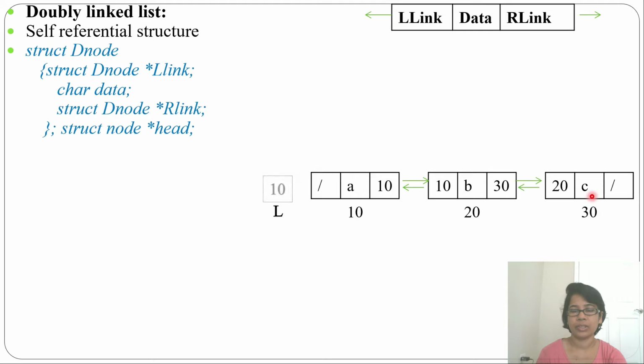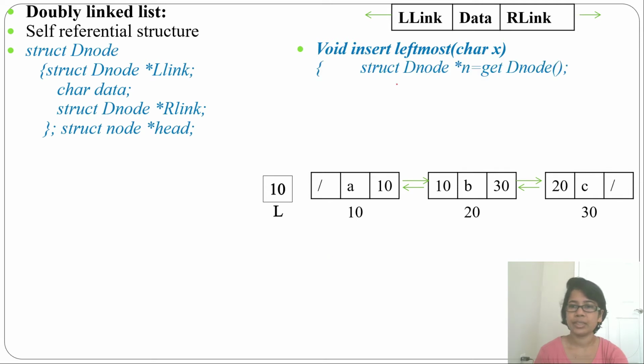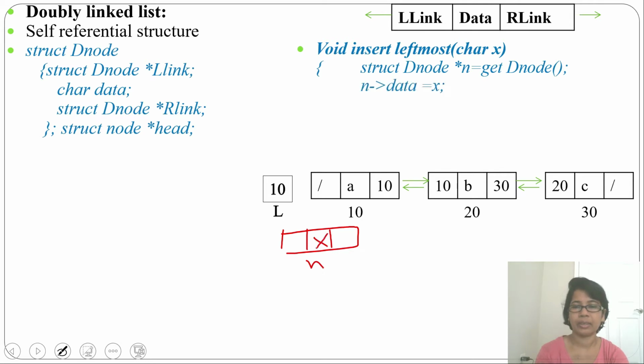Next is insertion. void insert leftmost, char x. Suppose you want to insert a node at the leftmost position, how will you do it? First, struct node pointer n gets a new node. We create a node named n, and n data equals x, so that data will be x. Then n left link equals null, so this left link will be null. Then n right link equals l.